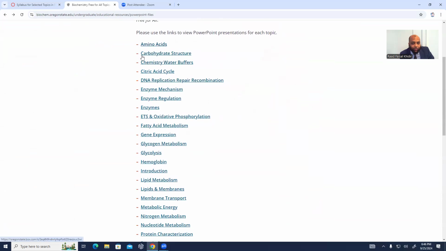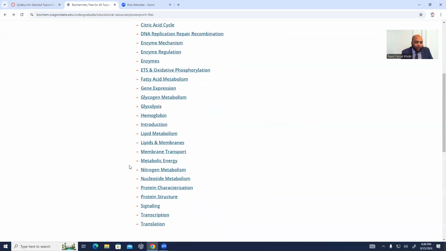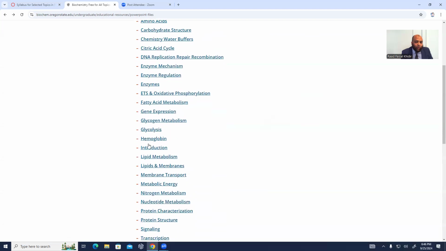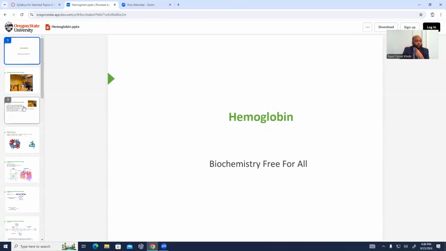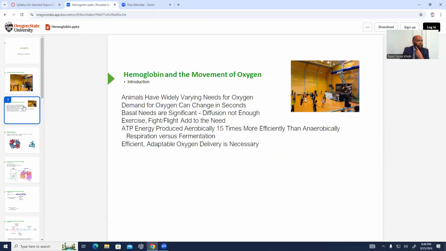So we talked about amino acids, DNA replication, enzyme mechanism. These are all our topics: enzyme regulation, gene expression, hemoglobin, and protein structure. When it comes to hemoglobin, hemoglobin is really important, so let's do that one too. Make sure people understand the curves. You have to know your curves, those sigmoidal and hyperbolic curves. I talked about it last week, but it's very important.